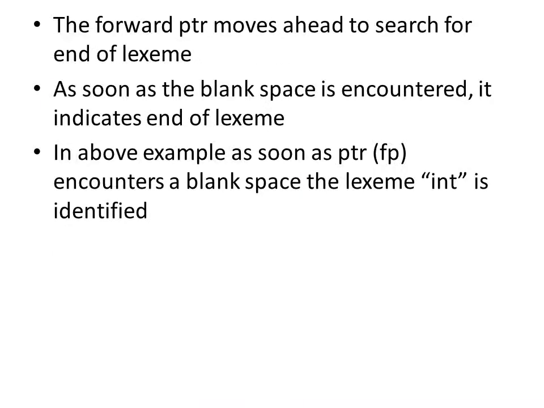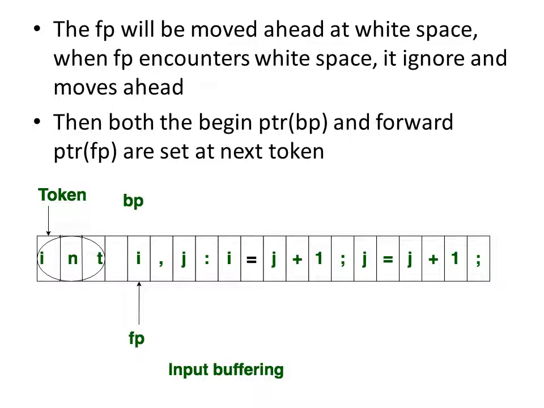The forward pointer moves ahead to search for the end of the lexeme, that is the end of the token. As soon as the blank space is encountered, it indicates the end of the token or lexeme. In the above example, as soon as the forward pointer, which is FP, encounters the blank space, the token int is identified. When the forward pointer encounters white space, it ignores it and moves ahead.